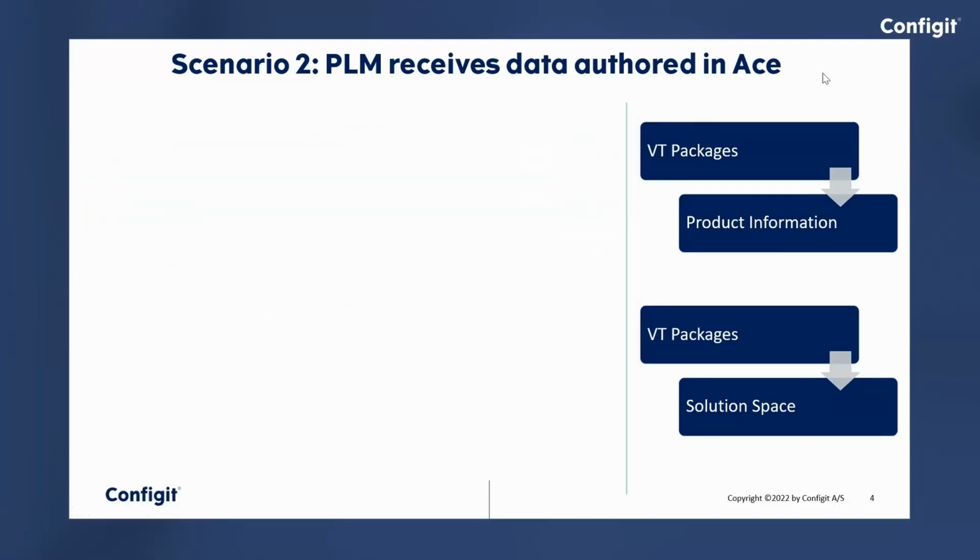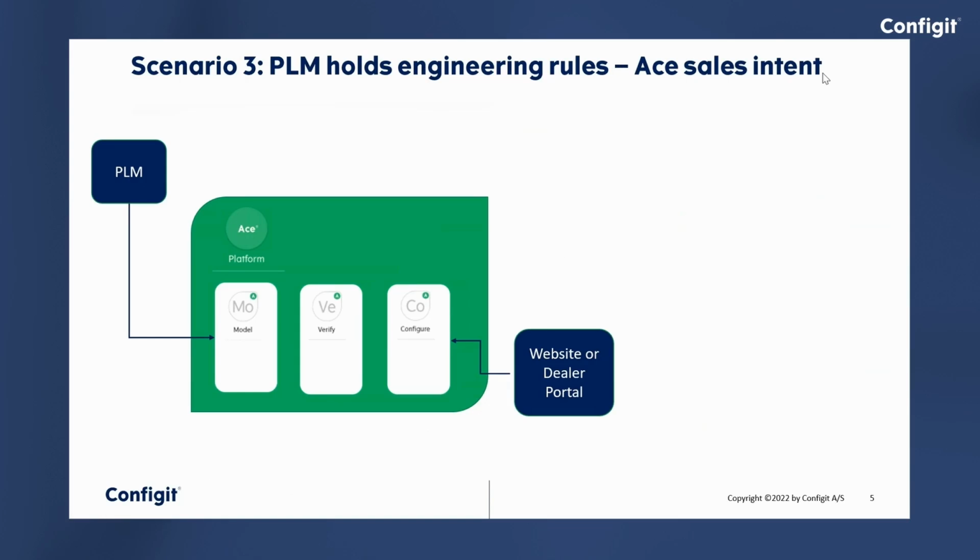Now I want to go to one of the other scenarios with PLM, and Anas talked a lot about this, which was: what if PLM is holding the engineering rules, and you're going to use ACE to author the sales intent? Well, what we can see here is that there are some APIs, and there's also something we call an XML import. So there's an XML format or APIs, depending on what your needs are, to bring the rules authored in PLM into the ACE model.